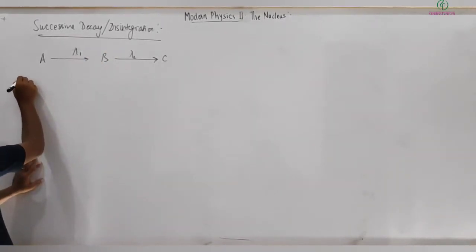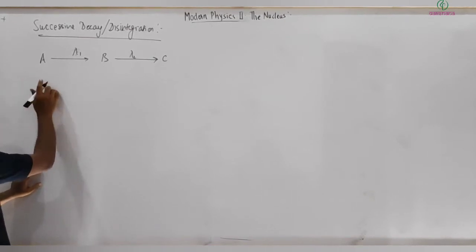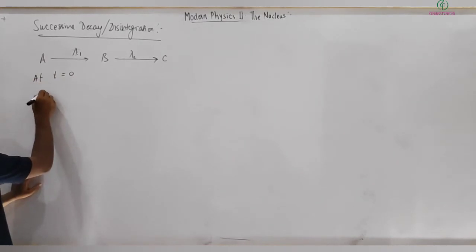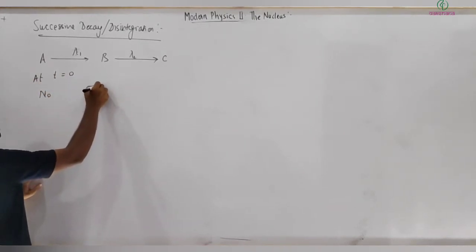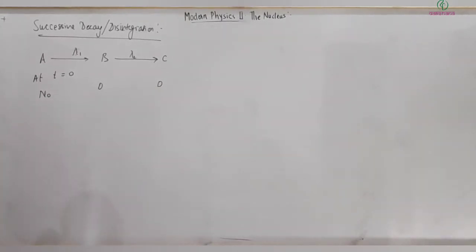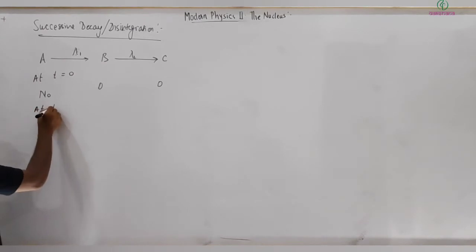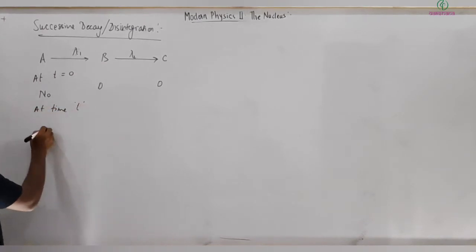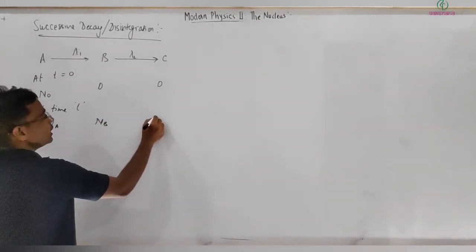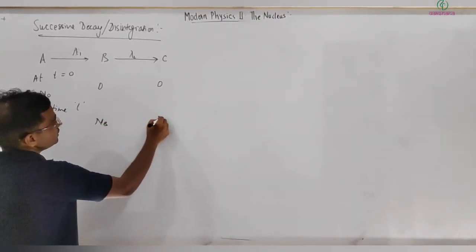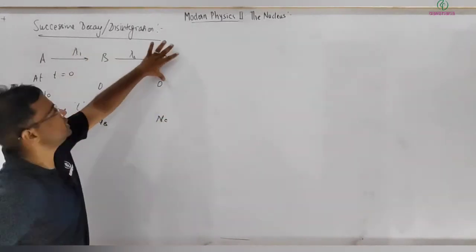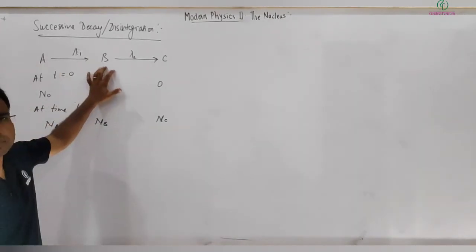So let at t equal to 0, the number of A be n naught, the number of radioactive nuclei of B be 0, and the number of radioactive nuclei of C also 0. At time t, I will write A left is NA, B formed is NB, and C formed is NC. Right? Now see, if I forget about the C part, then the A to B decay is a normal process.